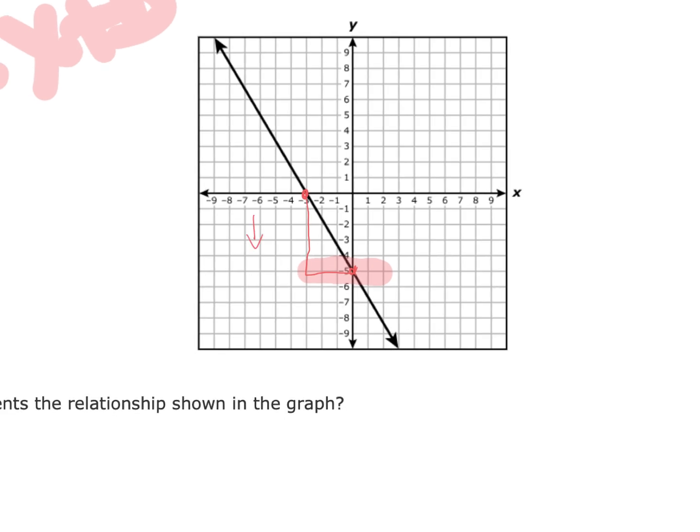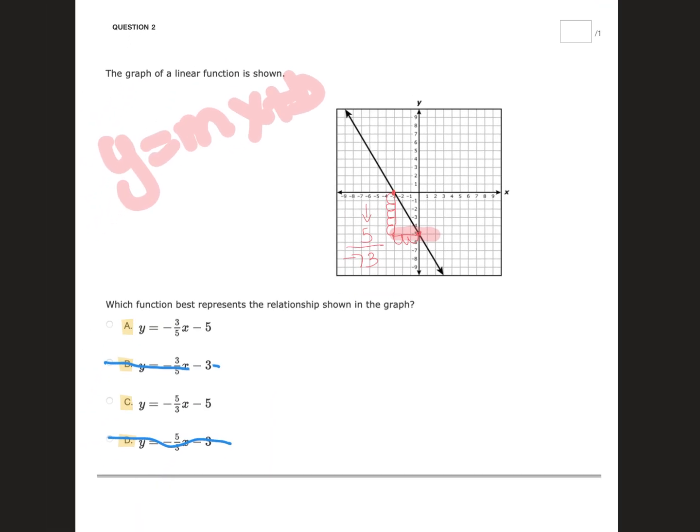So my change in y, I'm going down 1, 2, 3, 4, 5. I'm going down 5 over 1, 2, 3 over 3. So I'm going down 5 over 3, which means my slope is -5/3. So I'm looking for an equation of a line with a slope of -5/3 and a y-intercept of -5, and C is my answer.